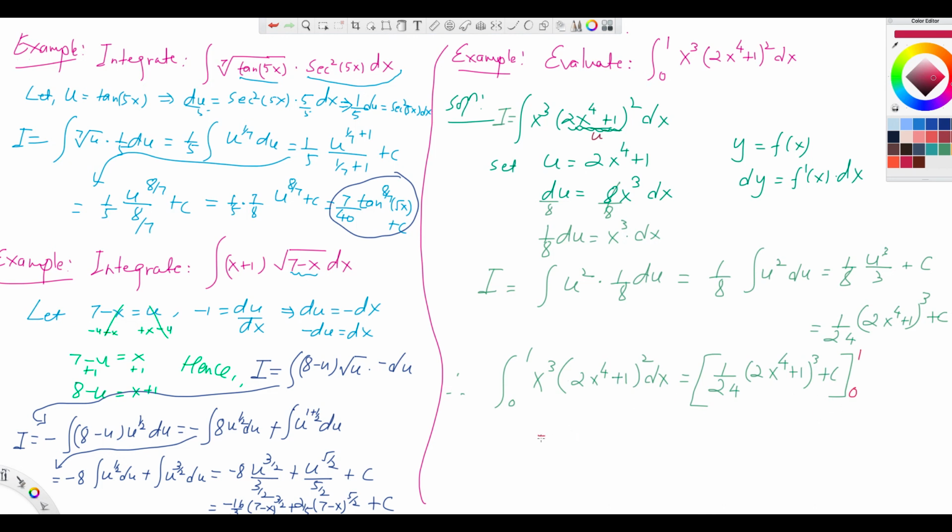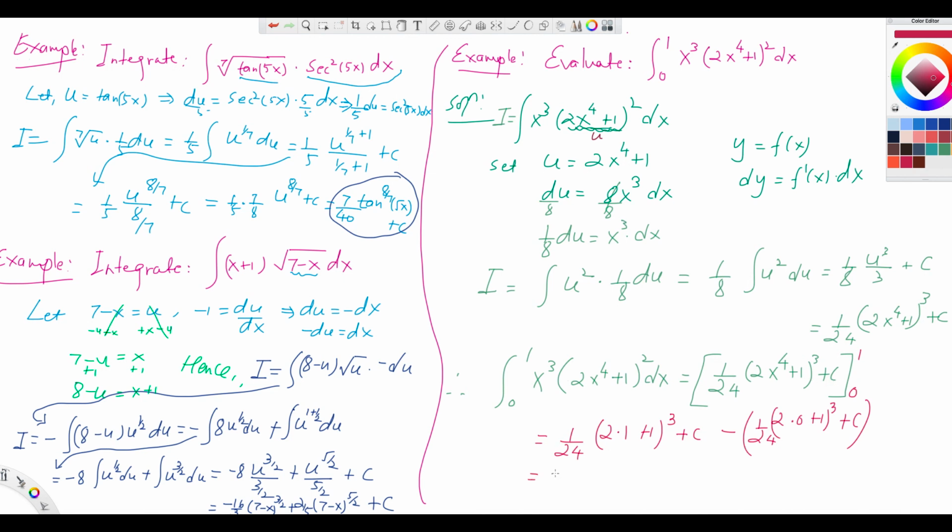So what I get is 1 over 24 times (2 times 1, because 1 to the 4 is 1, and then plus 1) to the cubed plus c. I plug in 1 and then I do minus, and I plug in 0: 1 over 24 times (2 times 0 plus 1) to the 3 plus c. That's what I get, right? I plug in 1 for all the x's and write the non-x terms as they are. And then minus, and plug in 0 for all those terms wherever there is x. If there is no x there, you just copy that, okay?